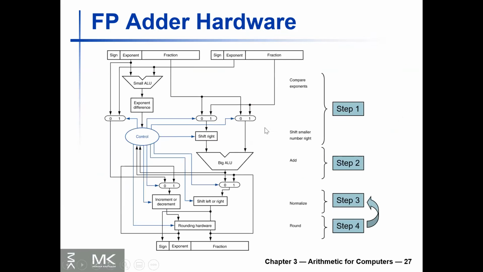See the hardware for it. This is the hardware for the floating point adder. So I hope you can easily understand. These are 2 numbers, as I mentioned before, girls. Number 1, number 2. When we start, what was the first step?